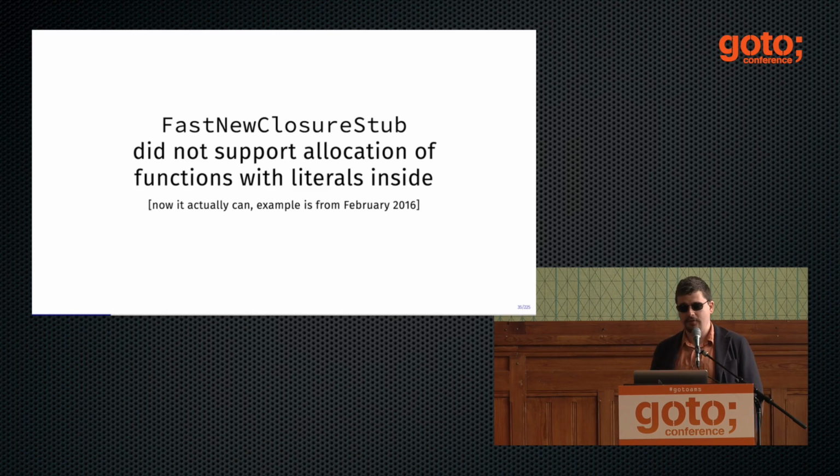So if you run this code on the newer V8, the V8 people actually taught this handwritten piece of assembly how to allocate closures with literals inside. So now both cases are equally fast.